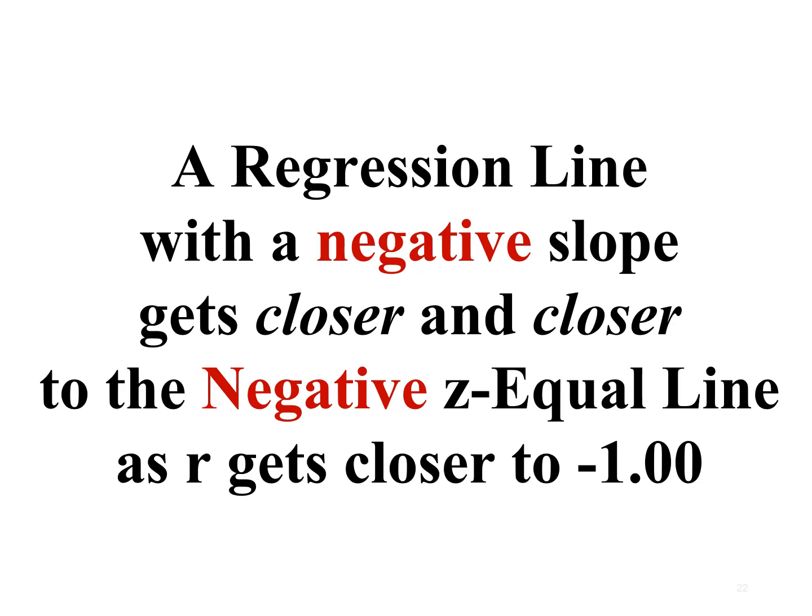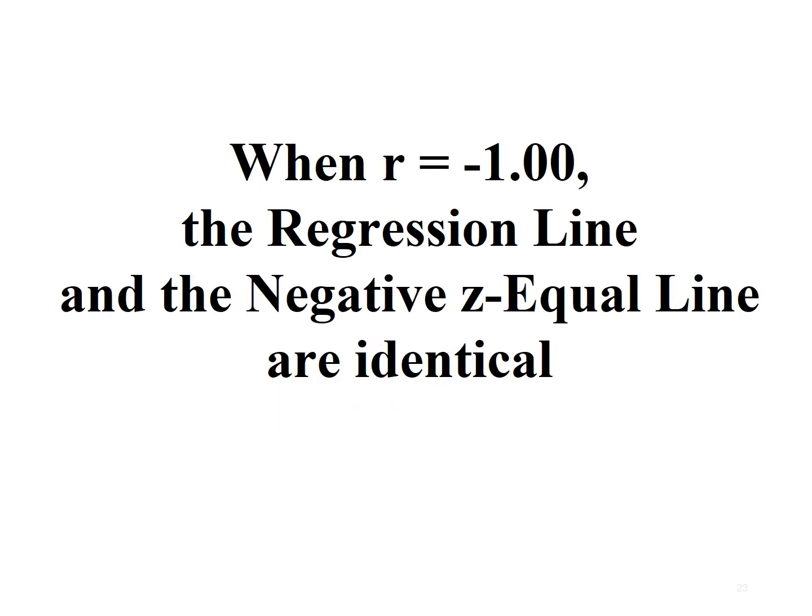What about a regression with a negative slope? Well, a regression with a negative slope also gets closer and closer to the negative C-equal line as R gets closer to -1. So when R equals -1, the regression line and the negative C-equal line are identical.